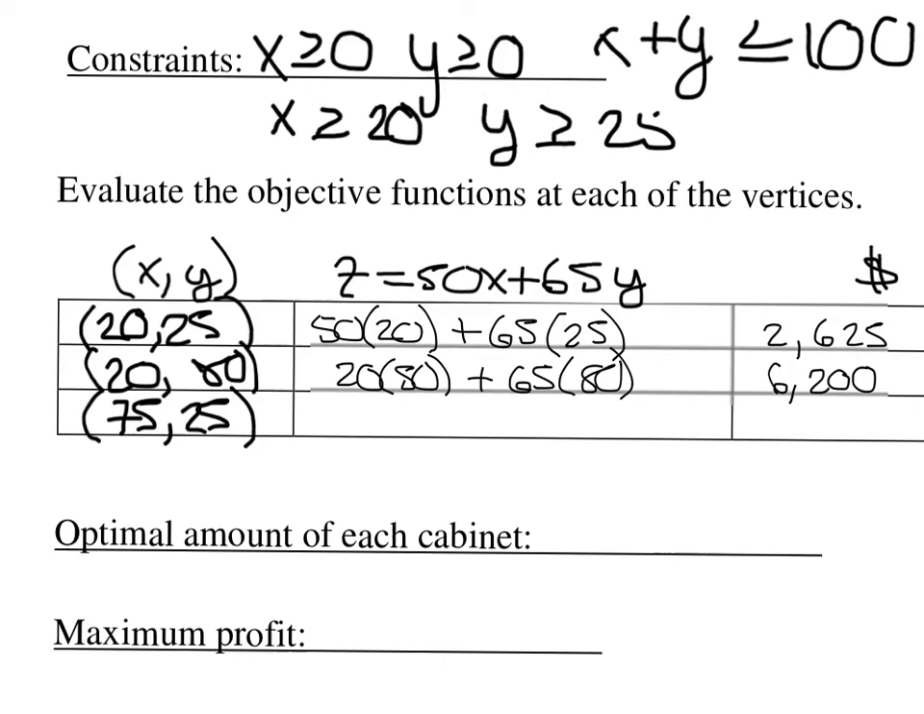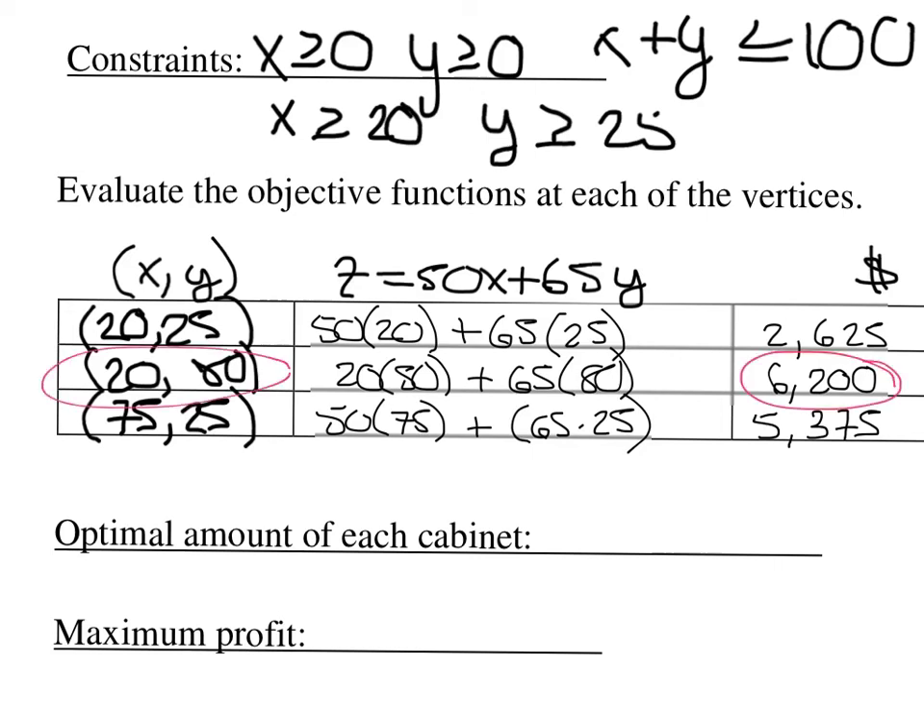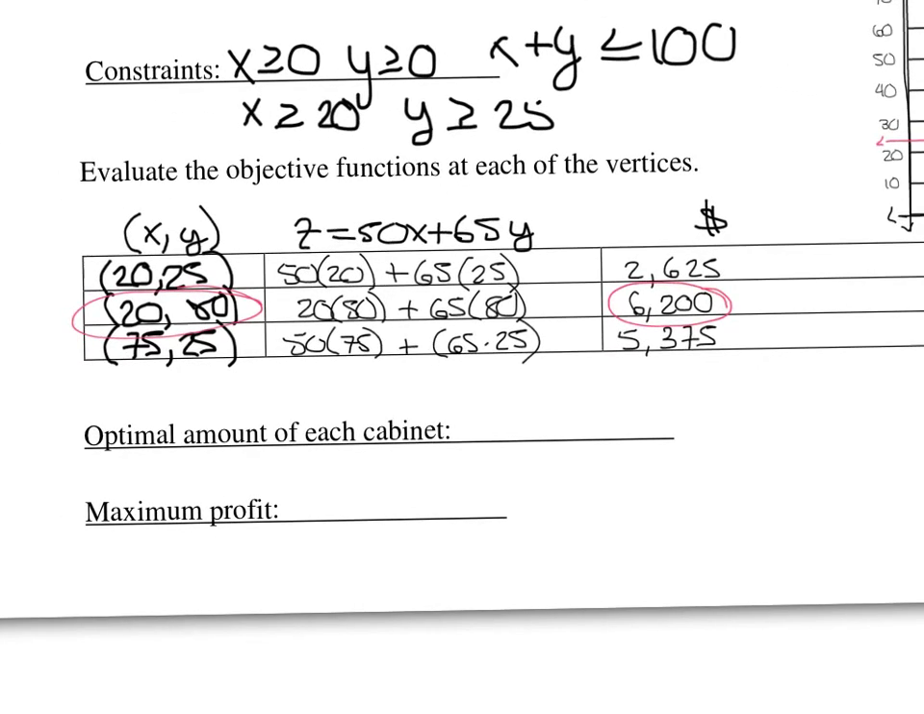The next one we have is 75 times 50 plus 65 times 25. And I get 5,375. So here we can clearly see that our maximum profit is coming from this combination: 20 of the basic and 80 of the deluxe. So let's go ahead and answer the question below.